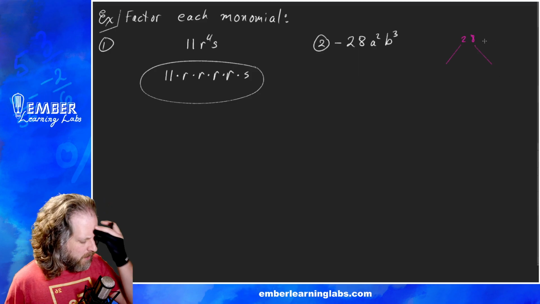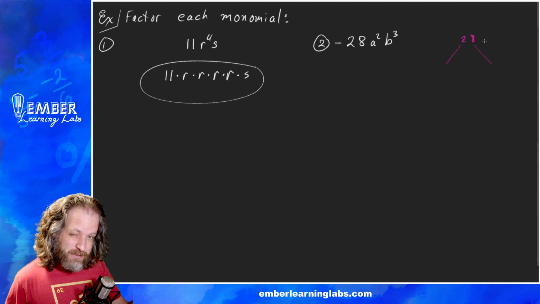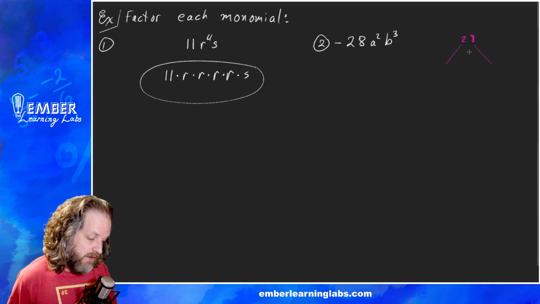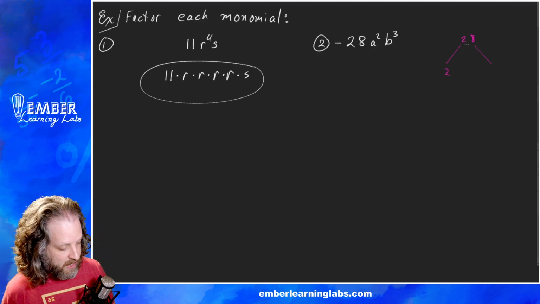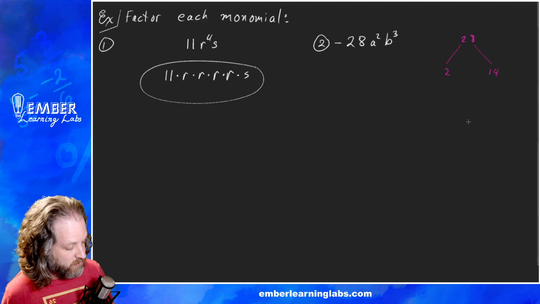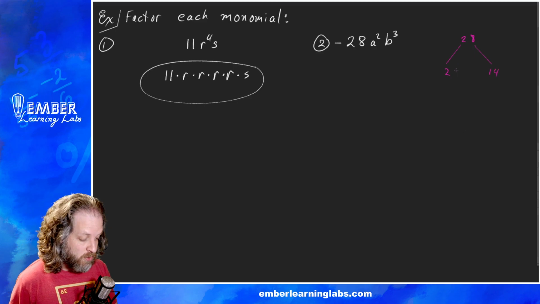So you might be like, okay, what goes into 28? There's several different options, right? So pick the one that jumps out to you. So you might be like, well, it's even. So 2 times what equals 28? Well, 2 times 14 equals 28. So 2 is prime, so it's done.